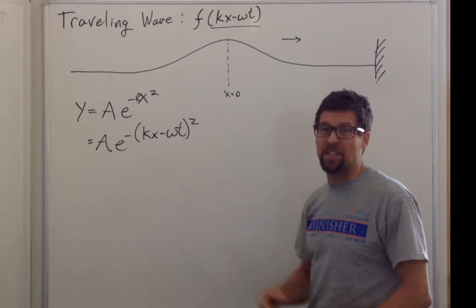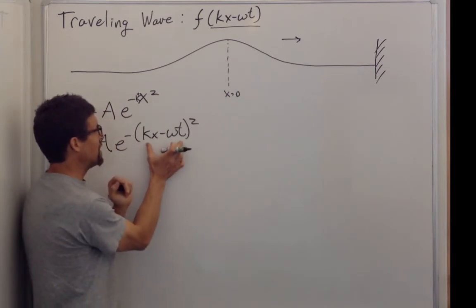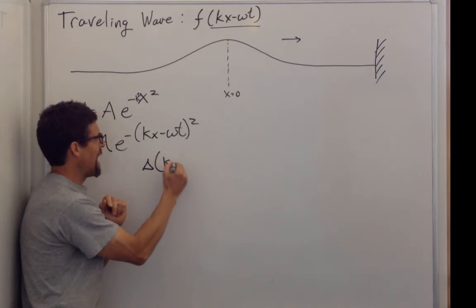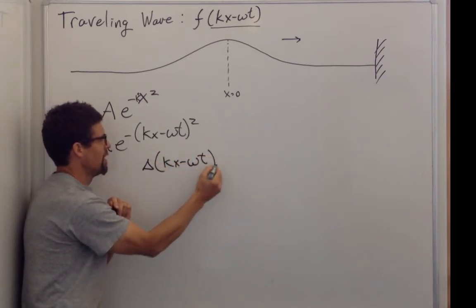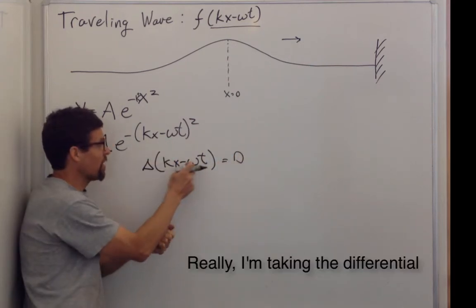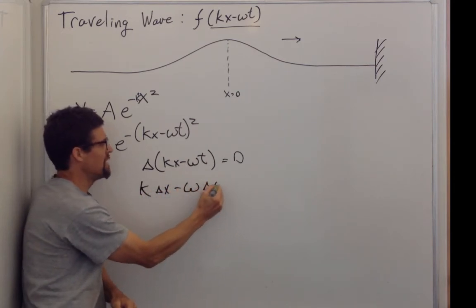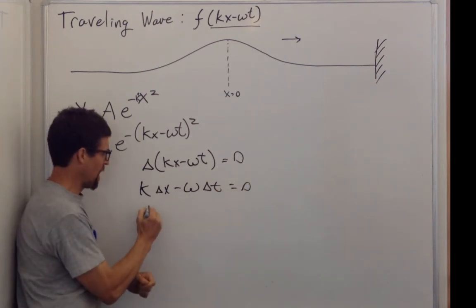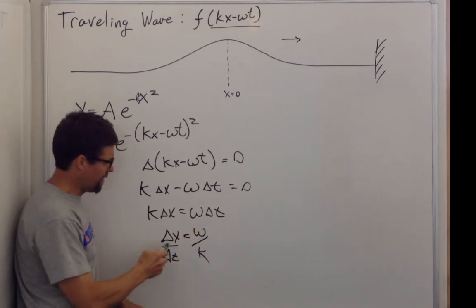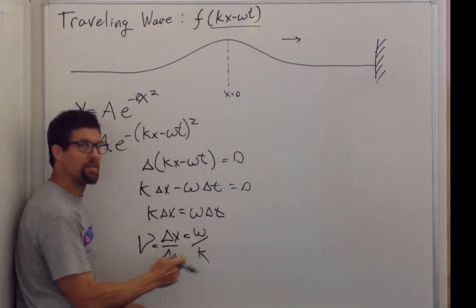We can use this to find the speed of our wave. Why? Because the maximum point will move forward such that this argument will remain 0. And so delta of (kx minus omega t) must be 0. So we could take the derivative of this, right? These are constants, so we just have k delta x minus omega delta t must be 0. We separate these out and divide by delta t. So we find that dx/dt, which is the velocity of the wave, is equal to omega divided by k.